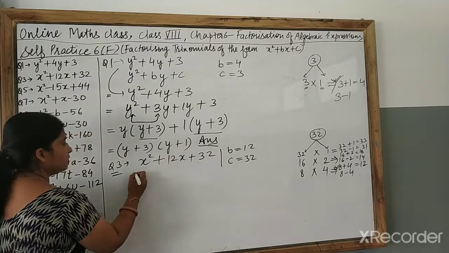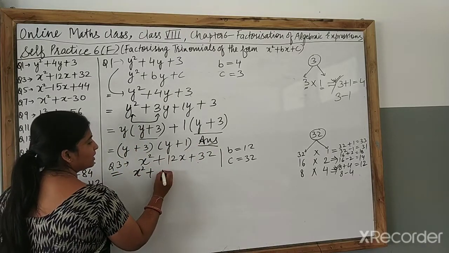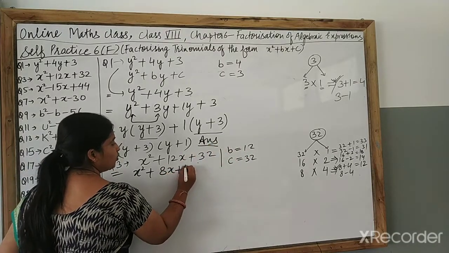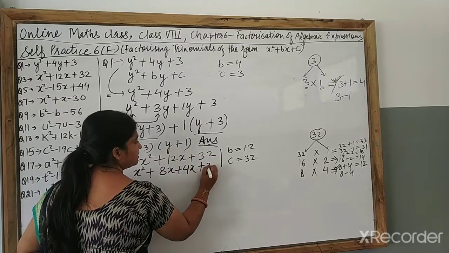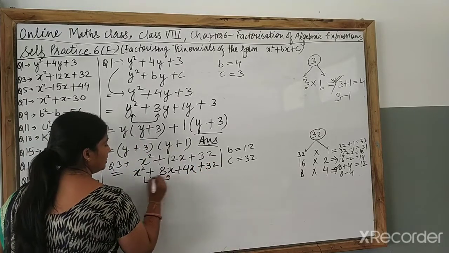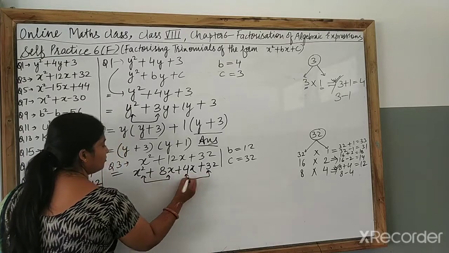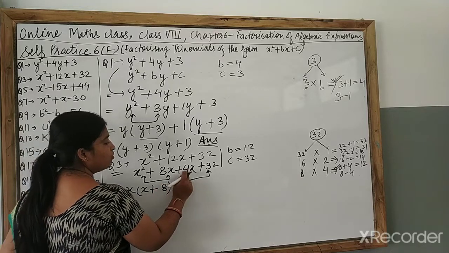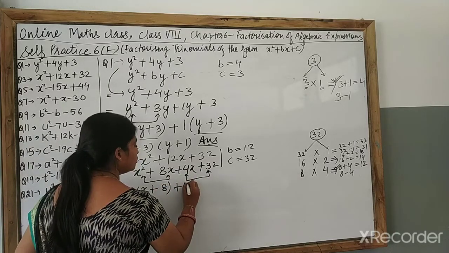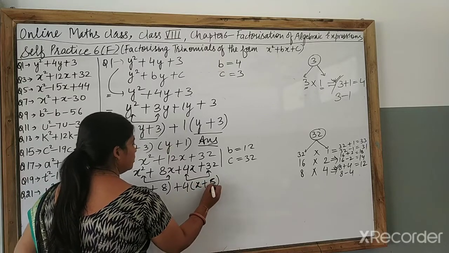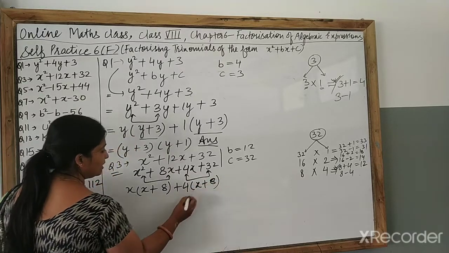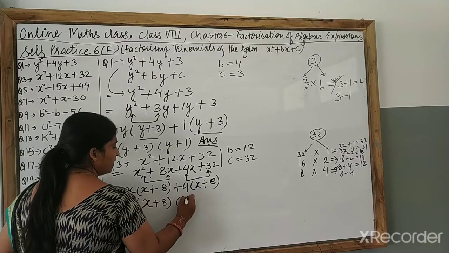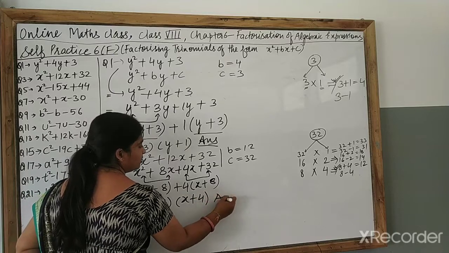Just break it out. X square plus 12x can be written as 8x plus 4x. We have done that second last. So 8x plus 4x, okay, now after that plus 32. First two, last two. What is coming common in first two? X is coming common. So x plus 8, plus now 4x plus 32, 4 is coming common. So what is left inside? X plus 8. So what is coming common now? X plus 8 is coming common. So x plus 8 and here it is left x plus 4. So this is your answer.